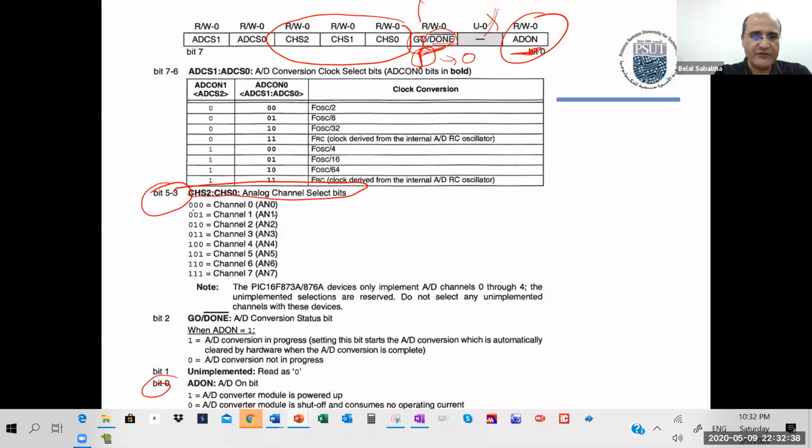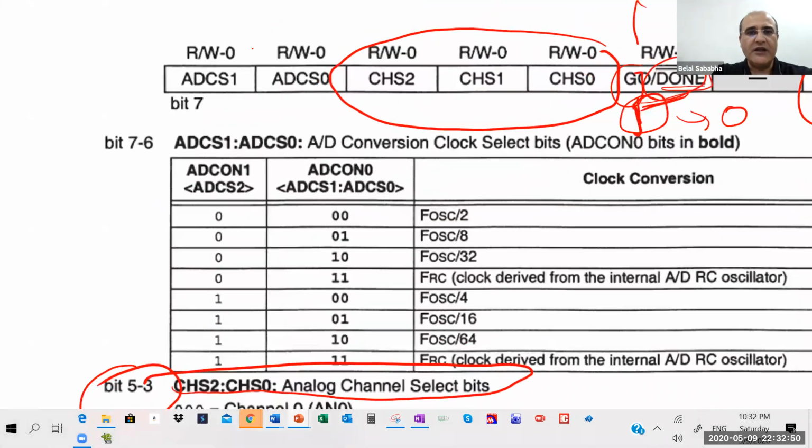Bits 3 to 5. 0 0 0, channel 0, analog 0. 1 1 1, analog 7. Okay. Then I have 3 more bits, which are for analog to digital.